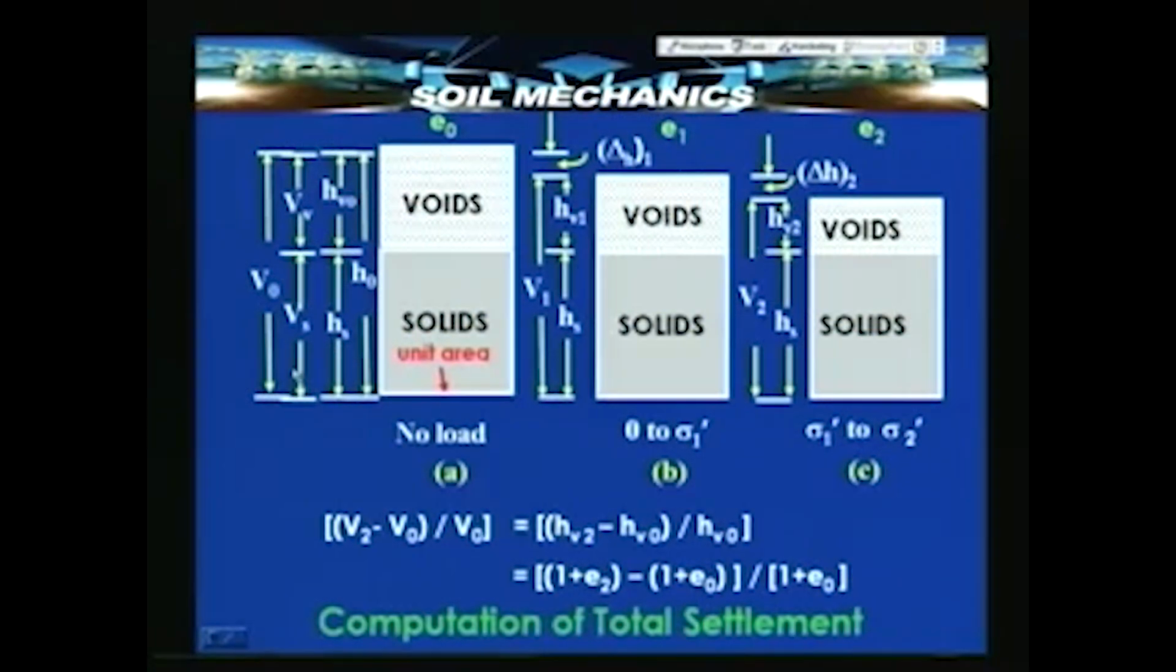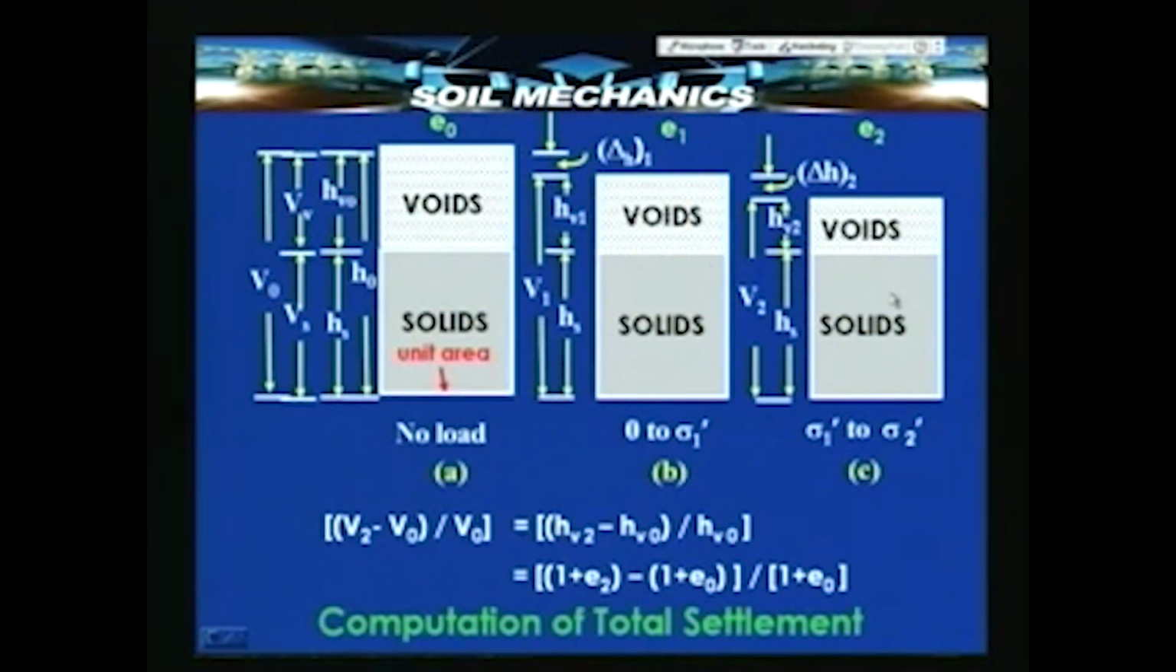Once we know the change in thickness, since height translates as volume when the unit base area is constant, the change in thickness also corresponds to change in volume. So, we can write a small equation of the type I have written here. Take the initial and the second or the final state in the given problem. The final state corresponds to a stress of sigma 2 dash, a total height of H 2 with void height H V 2 and decrease in thickness delta H 2.